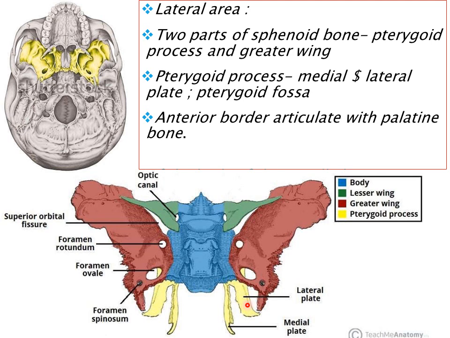So the pterygoid process has two plates. This is the medial pterygoid plate and the lateral pterygoid plate, and in between we have the pterygoid fossa. The anterior border articulates with the palatine bone. You can see here the palatine bone. These two plates are important because they give attachment to the muscles of mastication.